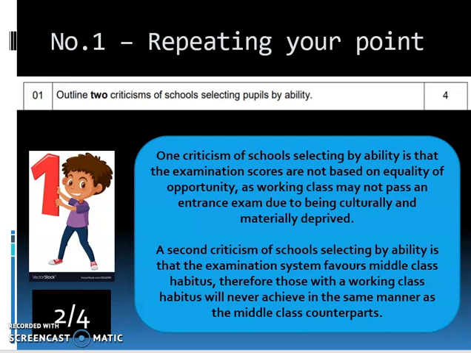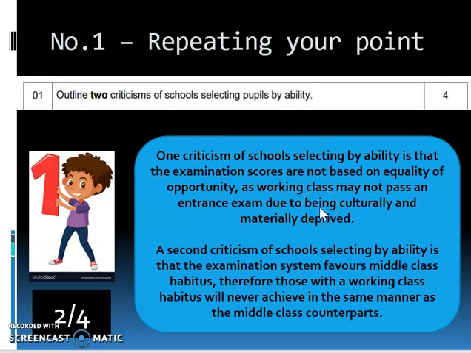And this answer got 2 out of 4. You may wish to pause it just so you can read through that answer. Now, according to the examiner report, a number of students failed to gain the second mark by either not giving an adequate explanation of the criticism or by repeating the first explanation. And this is what student number 1 did here.